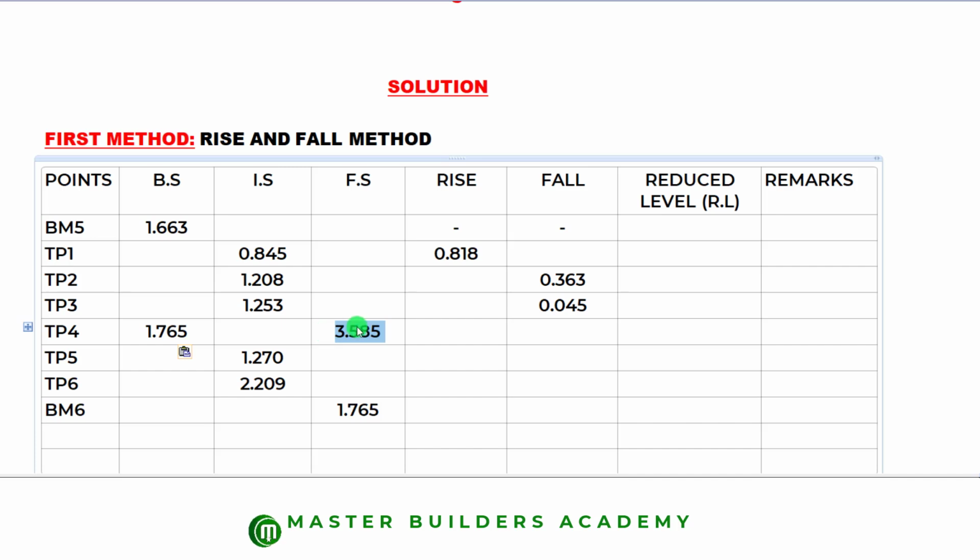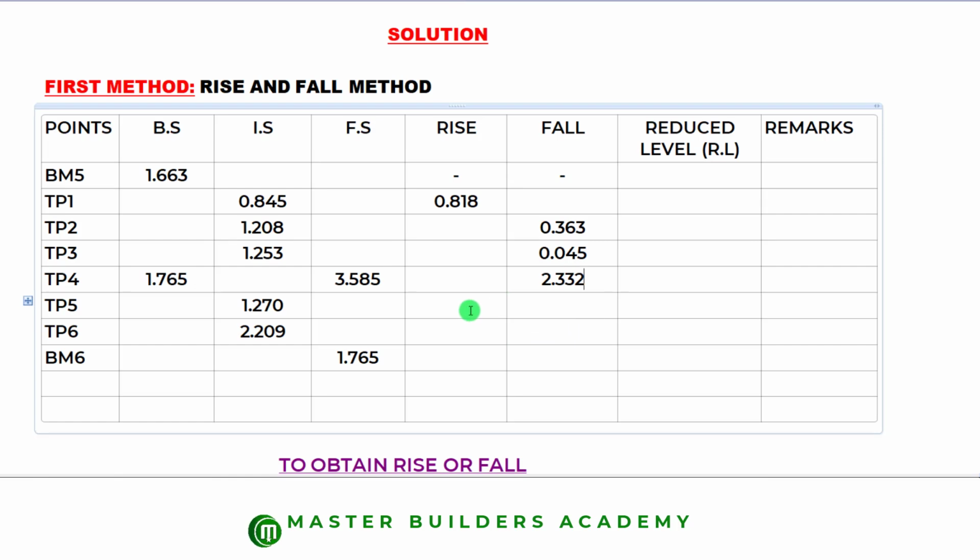So if we remove this value, 3.585, from 1.253, we'll have this as negative 2.332. This is what we have, and we do not need to indicate the negative sign. Then we are done with that. We move down to what? TP5. Now that we are at TP5, should we use the foresight minus intersight or backsight minus intersight?